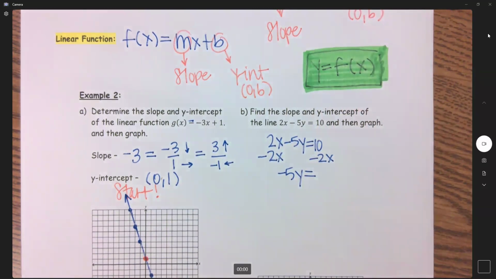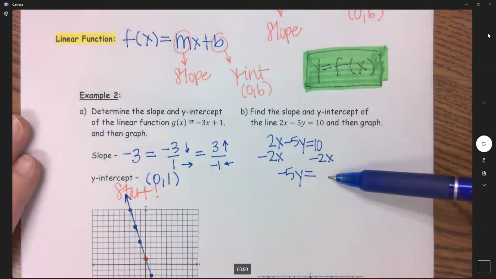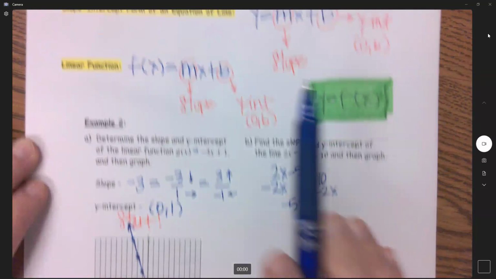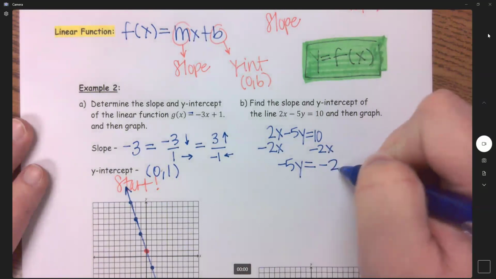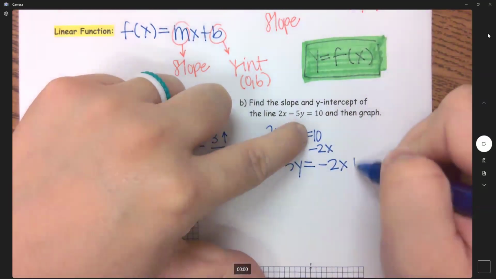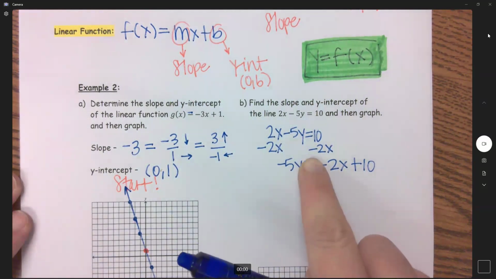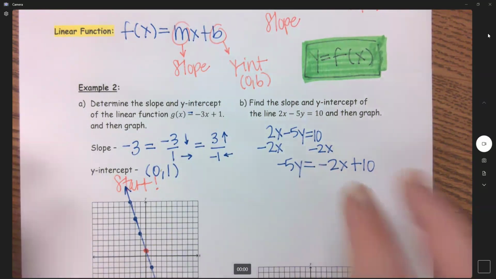Now, one of the big mistakes that I get right here, especially this early on, as we're knocking off the rust from not having a math class in X amount of years, is that when we come to this right here, we'll put 8x. That is not correct. These are not like terms, so they cannot be combined. Because I want this in mx plus b form, I want my x first. So I'll put negative 2x, and then 10 is positive, so plus 10. But again, this does not become 8x. They are not like terms. Do not combine them. They go side by side.